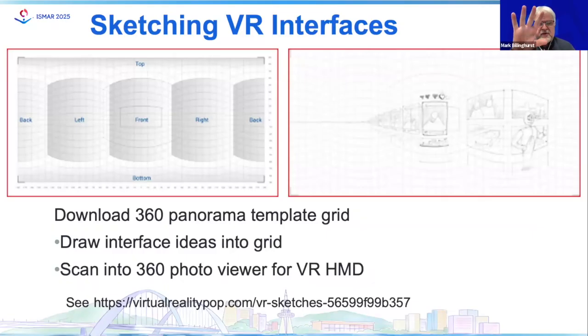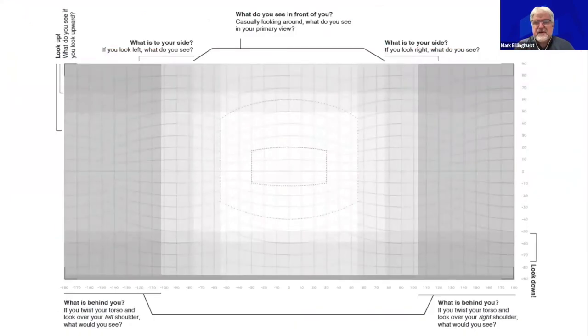So you can download a 360 panorama grid, draw your ideas on the grid, and then bring that into a 360 photo viewer on your VR headset and be immersed in your sketch. Here's an example. This is the template grid you download, and the center white area is the piece that is going to be front on when you're wearing the VR headset, and the darker gray areas are in the periphery. So you sketch onto that.